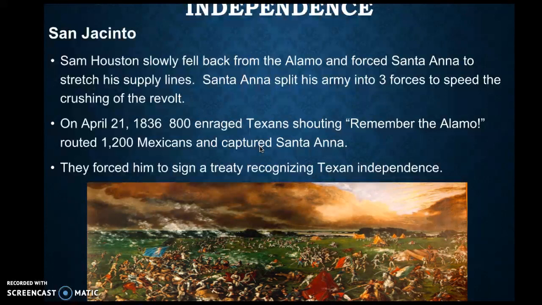Sam Houston is at San Jacinto. He wins. That's all you really need to know about San Jacinto. Sorry. So we are able to win. The whole battle lasts about 20 minutes. We don't kill Santa Anna. We imprison him. But we go in with the battle cry, remember the Alamo.